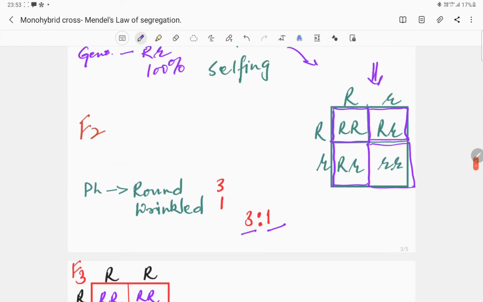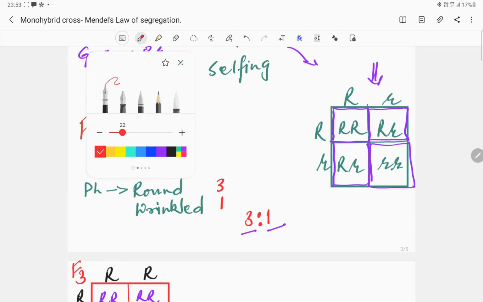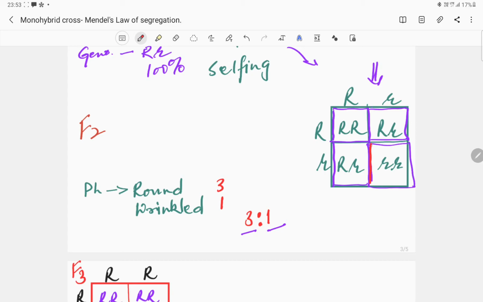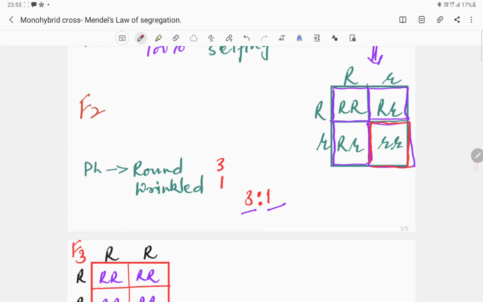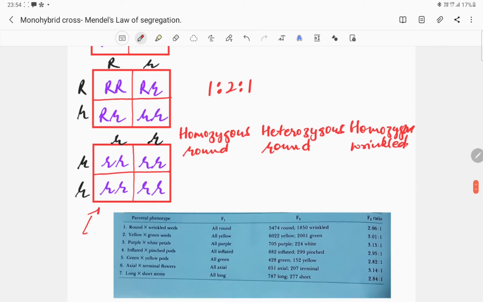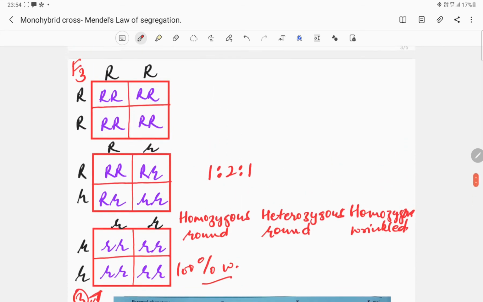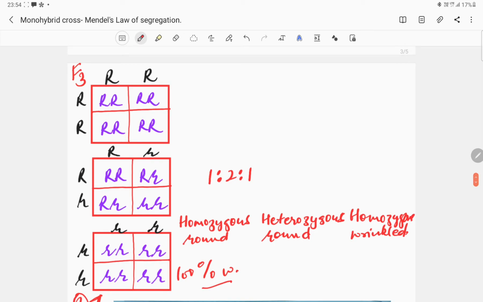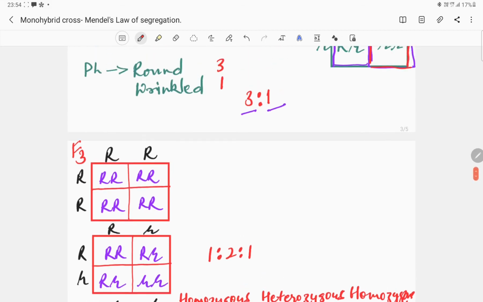What he did was he took all of these seeds. Let me use a red marker and proceed further. Let us say he took these wrinkled seeds, and he selfed the wrinkled seeds. I'm writing number 3 here; look at the third table down here. As wrinkled seeds were homozygous, the result of selfing was 100% wrinkled seeds. And what did he conclude? He concluded that he had obtained a pure line for wrinkled seeds.